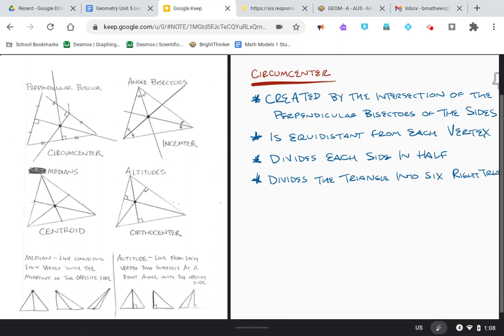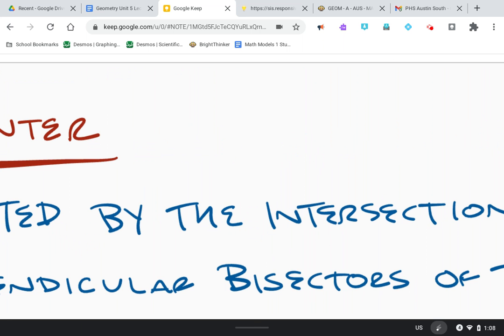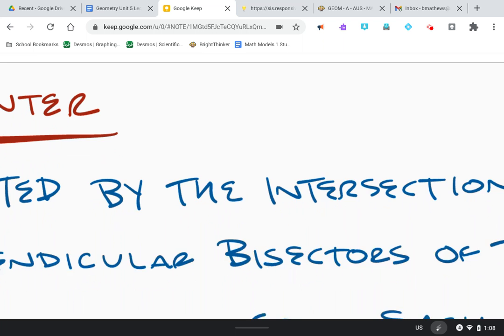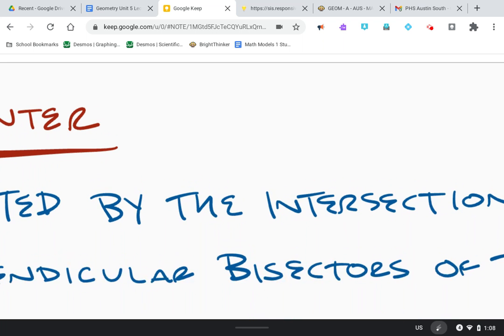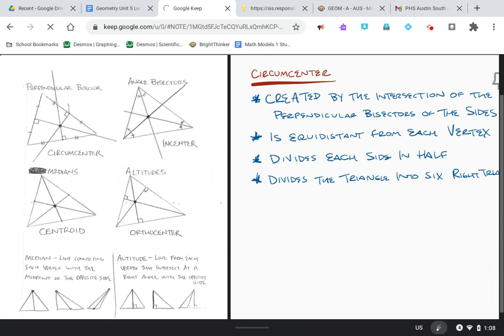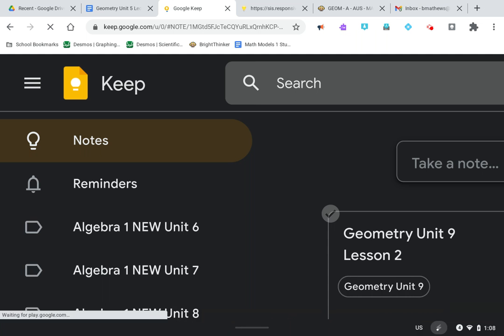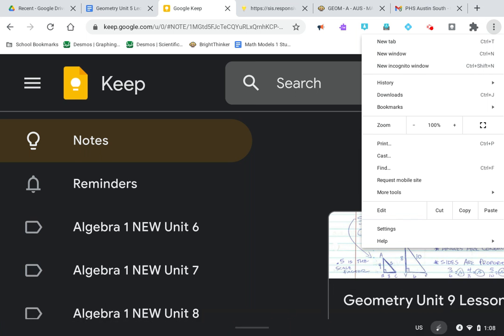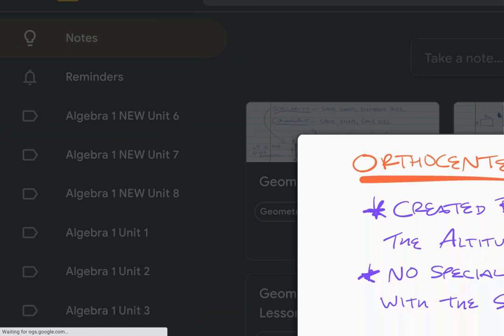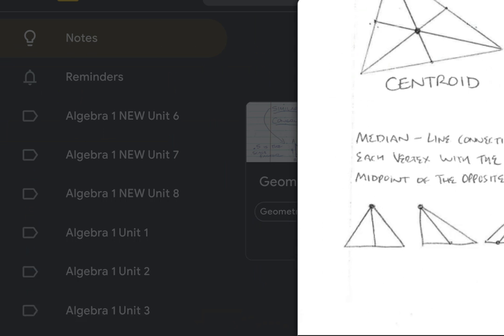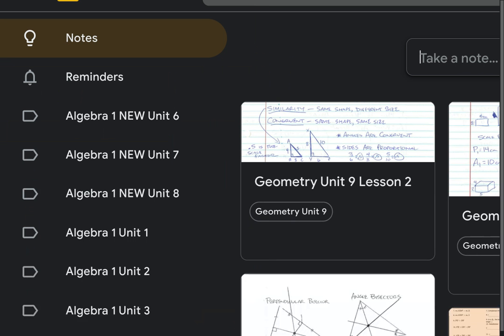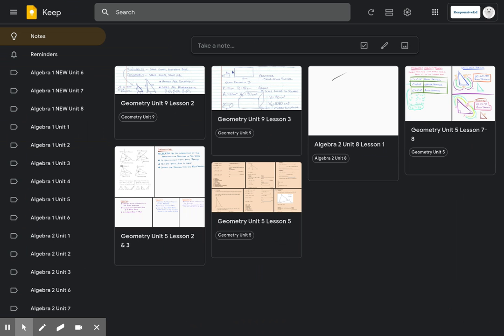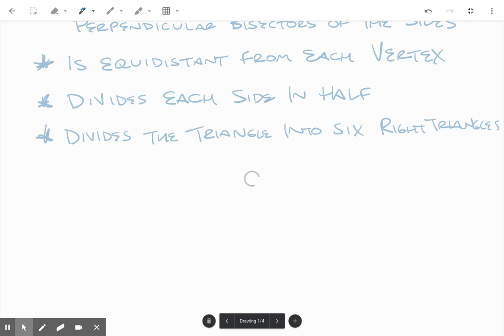So let me jump to a different note here. And let's talk about the circumcenter. Sorry about that. Let me zoom out. What's going on there? Weird. Let's zoom out. Let's reload. Sorry about that. Huh. All right, let's try to fix this real quick. There we go. All right. There we go.